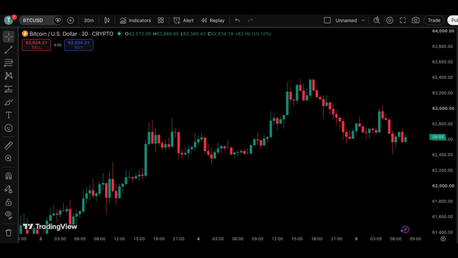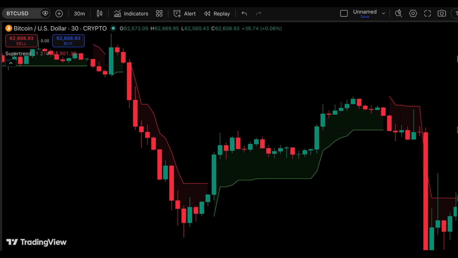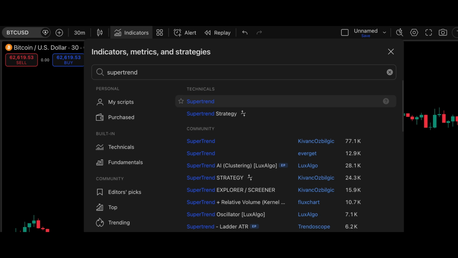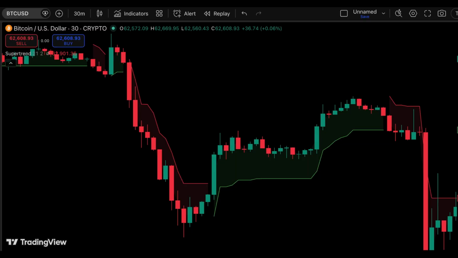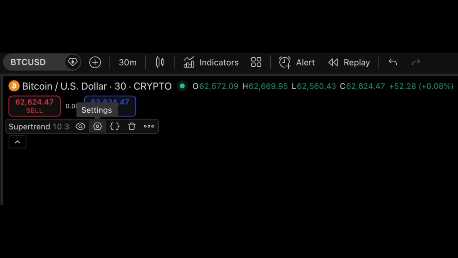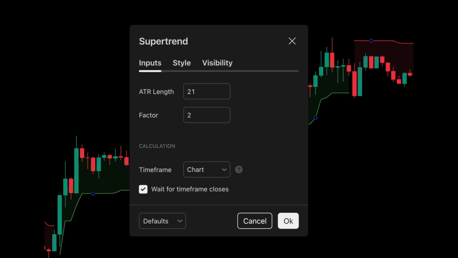First things first, you'll need to open up TradingView. Once you're on the chart, you can pick any market you like. But for this example, I'll be using Bitcoin on the 30-minute time frame. Now, for this strategy, we're only using a single indicator, the Supertrend. To add it, just head over to the Indicators tab and search for Supertrend. Once it's on your chart, open the settings and tweak the values a bit. Set the ATR length to 21 and the factor to 2.